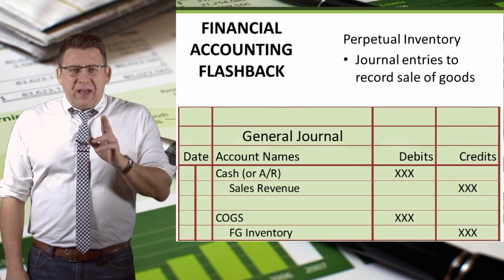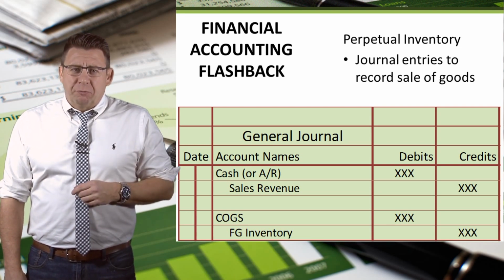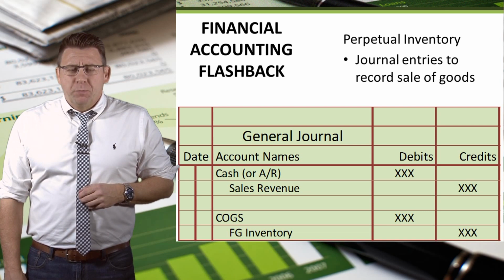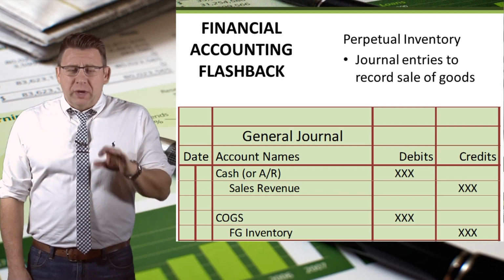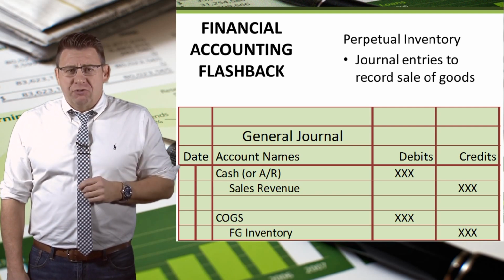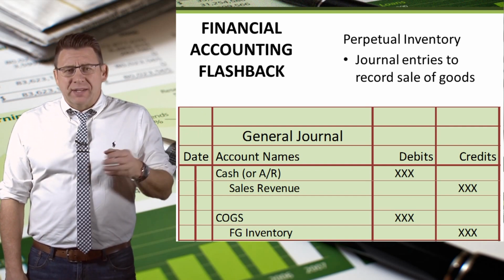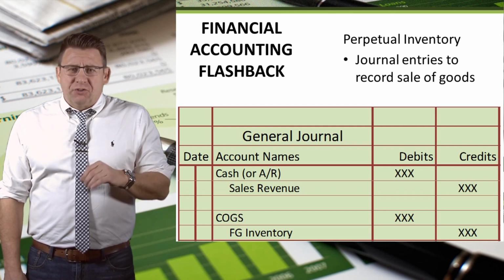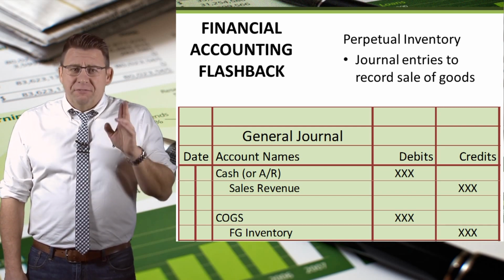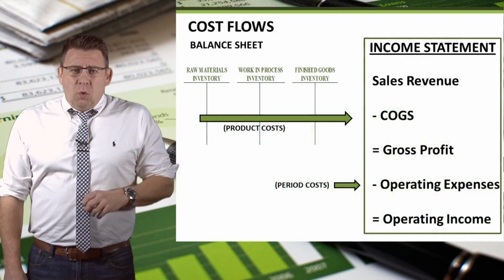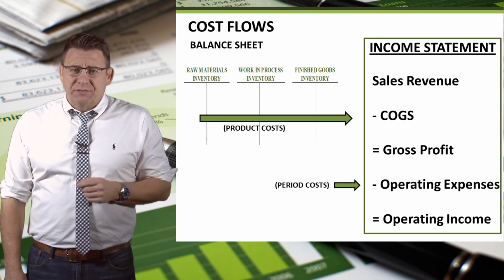statement. In fact, when we flash back to financial accounting, here's the journal entry to record the sale of products, assuming perpetual inventory. Recall it requires two journal entries to record the sale of goods because we need to record a revenue entry and an expense entry. The revenue entry is a debit to cash or possibly accounts receivable and a credit to sales revenue. The expense entry is a debit to cost of goods sold and a credit to inventory, or in this case, finished goods inventory. Once the products have been sold, the cost moves from the balance sheet to the income statement as cost of goods sold.